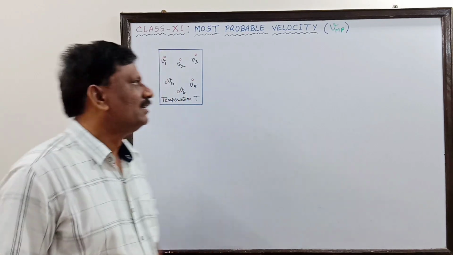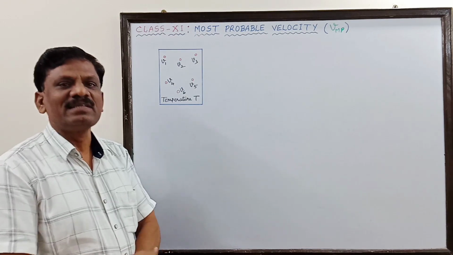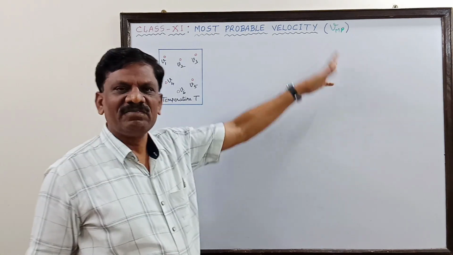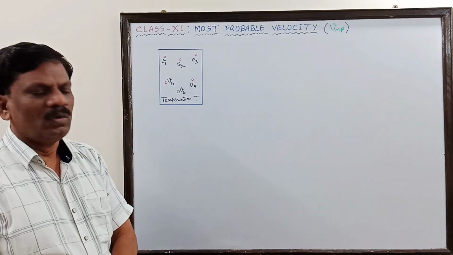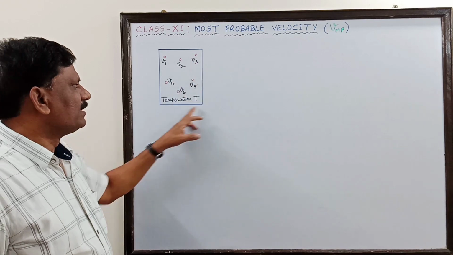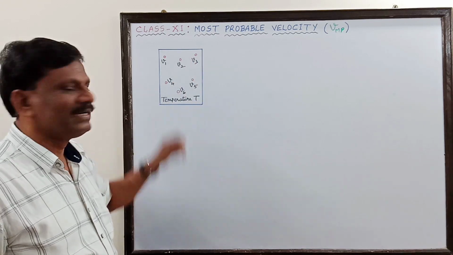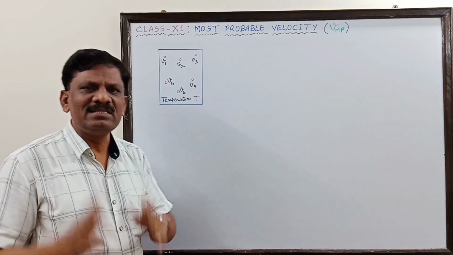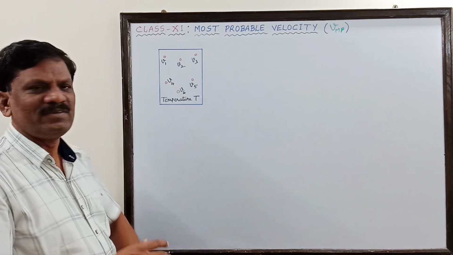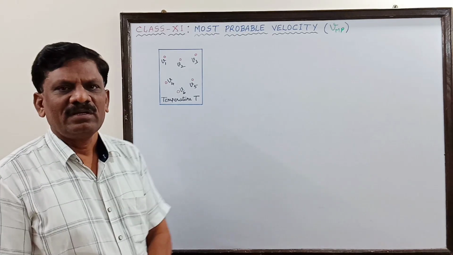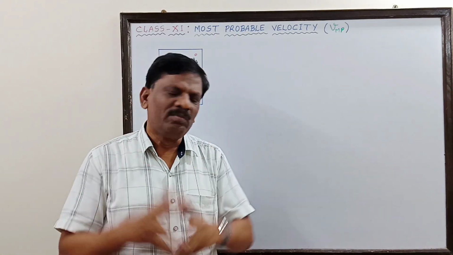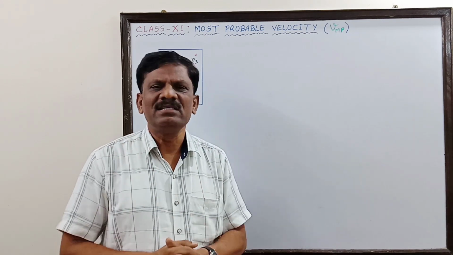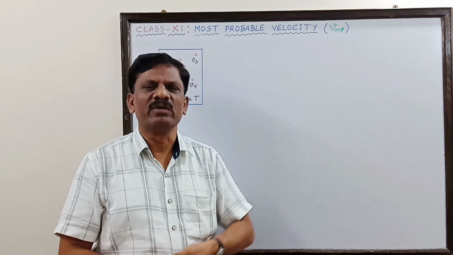Hi students, now we are going to understand what is the meaning of most probable velocity of the gas molecules. The gas molecules are taken in a container which is maintained at a temperature capital T. Now as I said, the velocity or the speed of different molecules will be different. But by probability, what may be the probable velocity of most of the molecules?